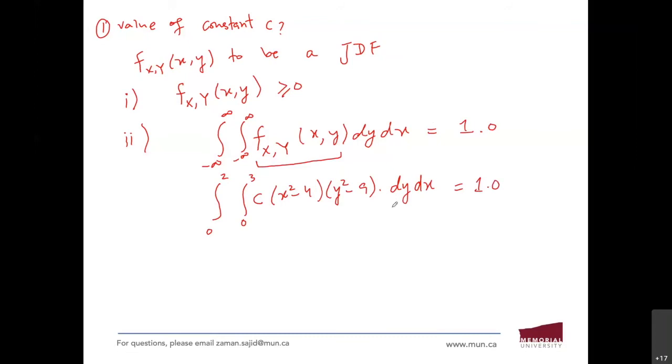Again, it does not matter if you put x first and y after, just make sure you also flip your integral here. Now I'm going to give you some help with how we proceeded. I'm sure you know about this. So c times x squared minus 4. This limit is for the y.